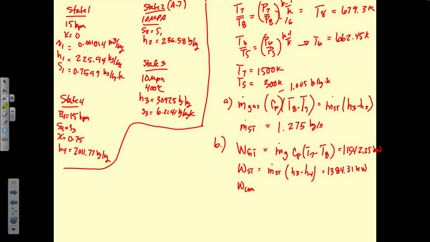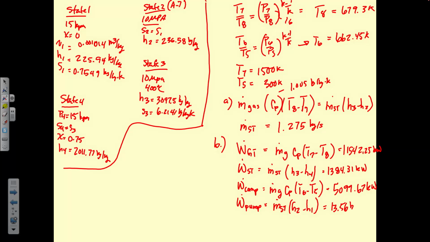The work of the compressor, actually these are all powers, is equal to m dot G C sub P times T6 minus T5. We find that to be 662.45. No, that's the temperature. Sorry. 5099.67 kilowatts. And then the work of the pump is equal to m dot of the steam times H2 minus H1, which is equal to 13.56 kilowatts.